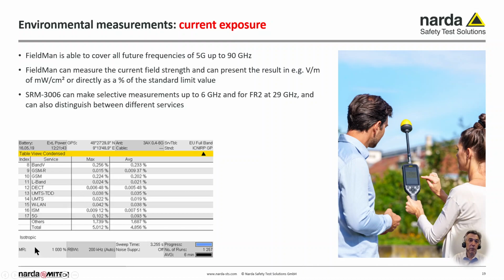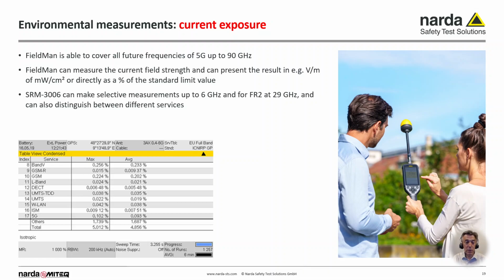So they can even give you the result directly in percent of standard, as we see it here from the SRM 5G. The maximum exposure was 0.1% of standard. So all is okay. But imagine this is just the current exposure. And as I told you, now we also have beamforming antennas, meaning at the moment where you took the measurement, maybe there was no beam pointing on you.